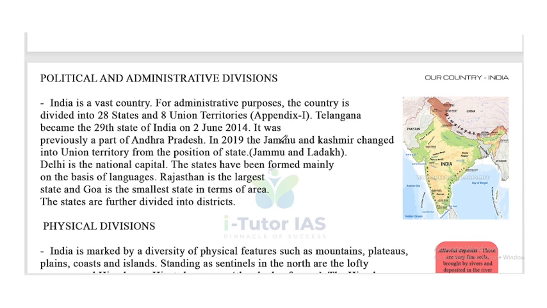But in 2019, Jammu and Kashmir changed into a union territory from the position of a state. So in 2014, there were 29 states. But later, in 2019, Jammu and Kashmir was considered a union territory, and now there are 28 states and 8 union territories. Delhi is the national capital. The states have been formed mainly on the basis of language. Rajasthan is the largest state and Goa is the smallest state in terms of area. The states are further divided into districts.